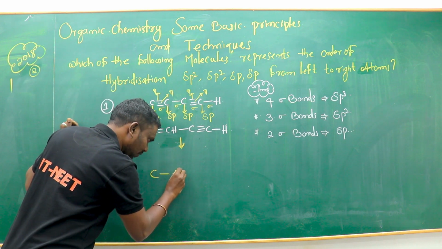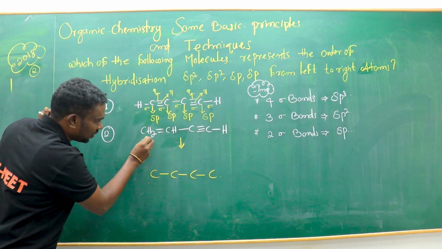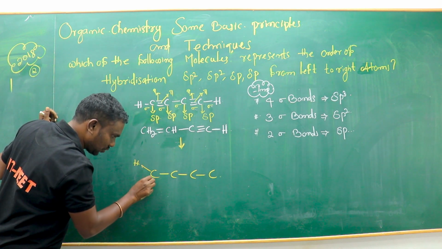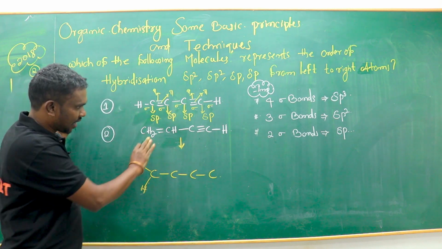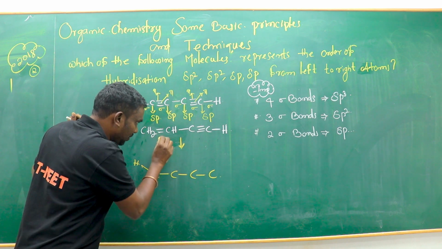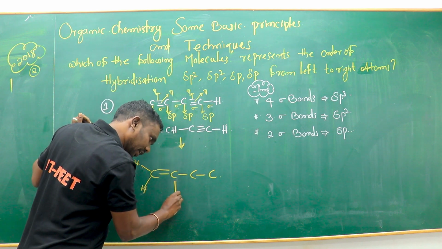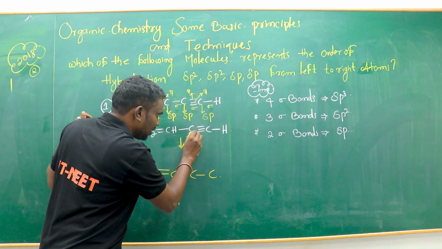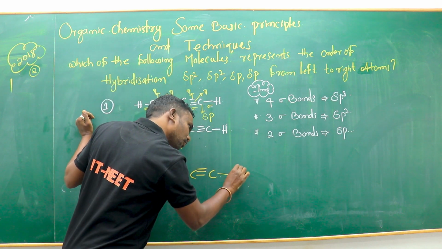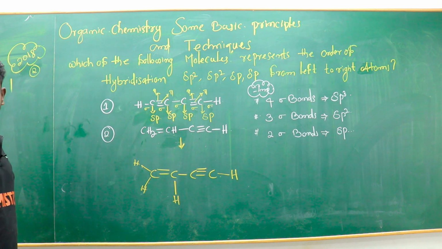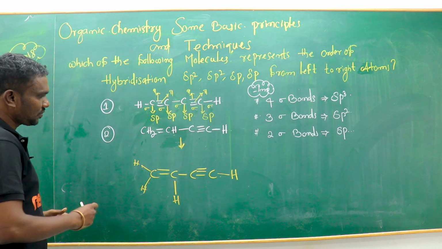See, 4 carbons are there, right? Chalo. Here 2 hydrogens. Nothing I am doing, beta. Just I am elaborating the structure. That's it, right? Here put double bond. Right, here 1 hydrogen. Put here 1 hydrogen. Right, here no hydrogens. Triple bond. Right, here 1 hydrogen.